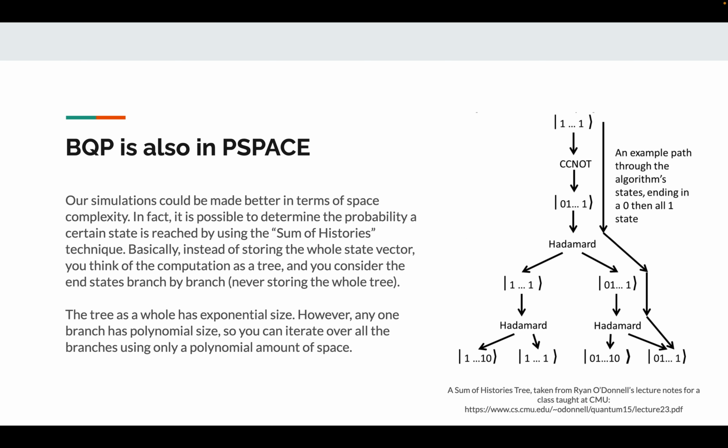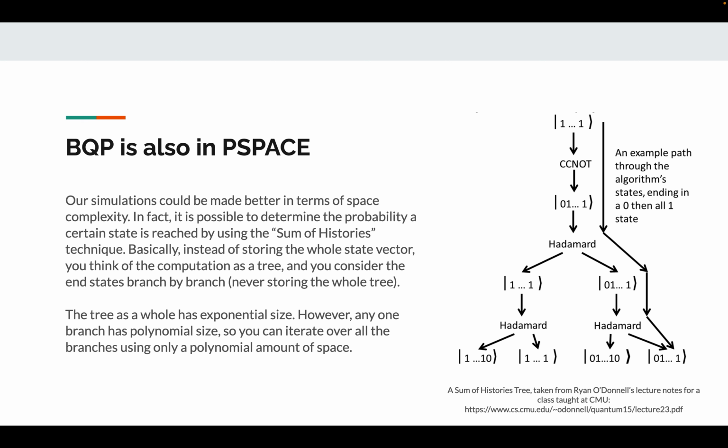I found this pretty interesting. Even though in some sense the state vector of a quantum machine contains an exponential amount of information, and if you write it all down it's exponentially long, it's actually possible to do any BQP problem in PSPACE. BQP is in PSPACE. The trick is to view it not as a step-by-step computation, but as a computation tree.